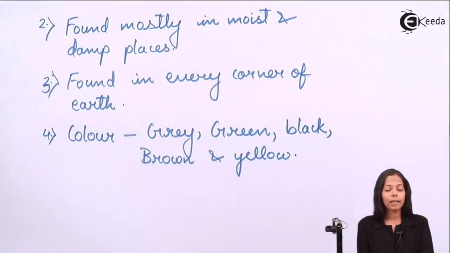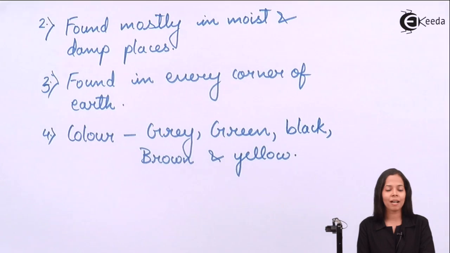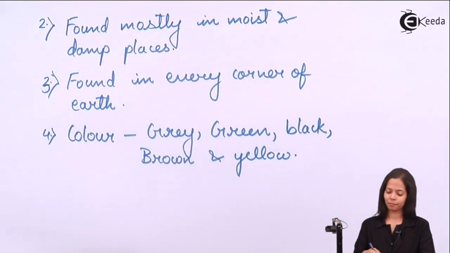Lichens are the indicators of pollution. How can we say that? Wherever lichens are present, those areas are less polluted. So when you find lichens around yourself, it means your area is less polluted. And if you don't find it, it means the area where you are present is highly polluted.